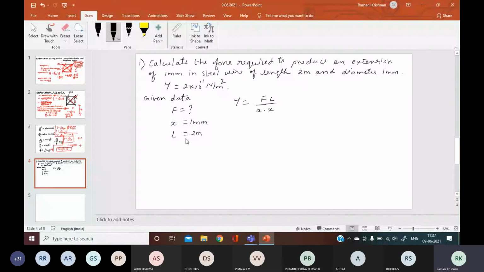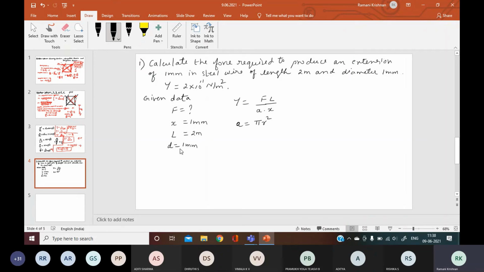Now the diameter of the wire is given. D is 1 millimeter. Here only you should be careful, they have given the diameter. And the area of cross section of the wire, what is it? It is pi r square. It is cylindrical, no? So pi r square.